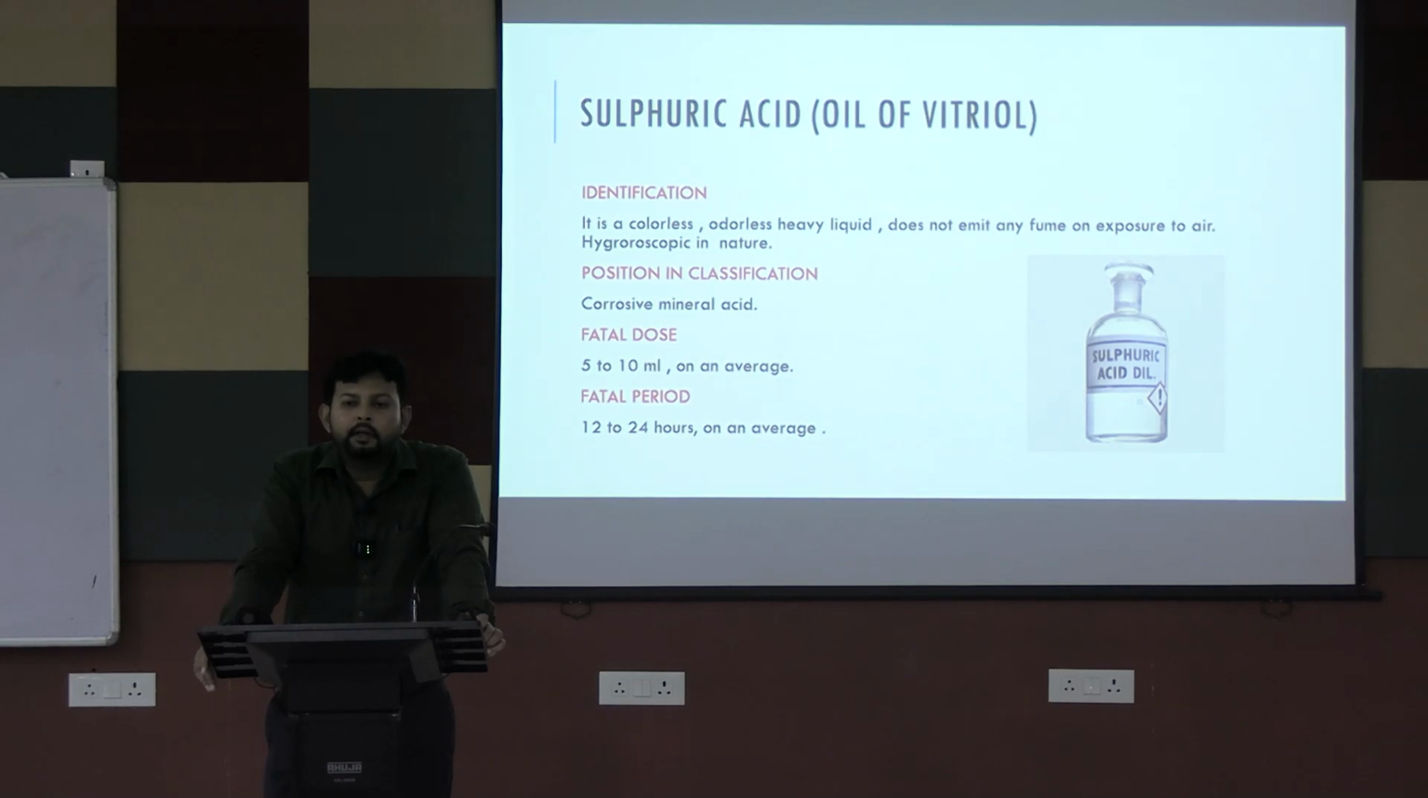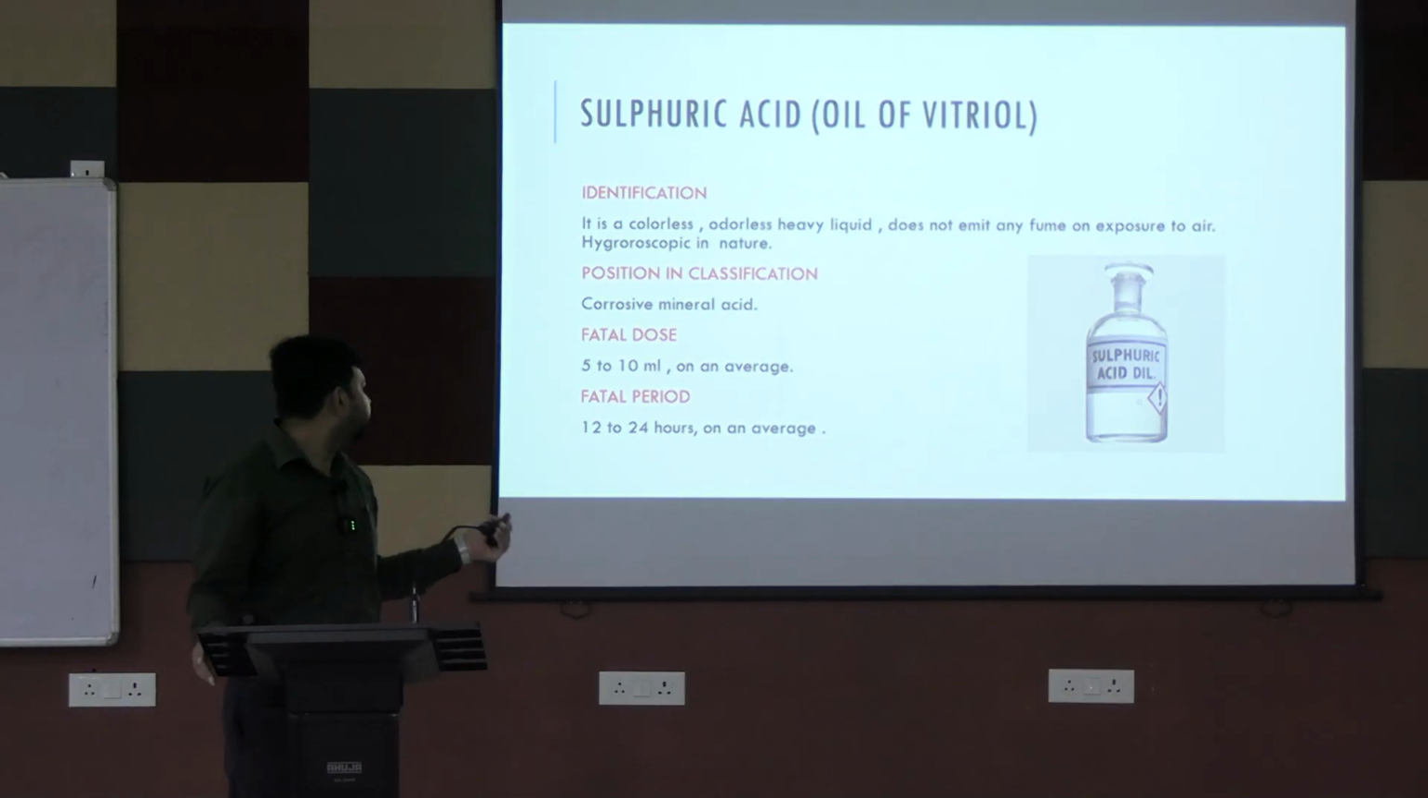Identification এরকম লিখবে. Then there is position in classification, as I told you, corrosive mineral acid. Okay, fatal dose is 5 to 10 ml on average, and fatal period is 12 to 24 hours. So this is the most intense, মানে most corrosive, sulfuric acid. Then according to intensity it will gradually decrease, like first is sulfuric acid, then nitric acid, and then hydrochloric acid. Okay, তো এটা intensity সবথেকে বেশি.